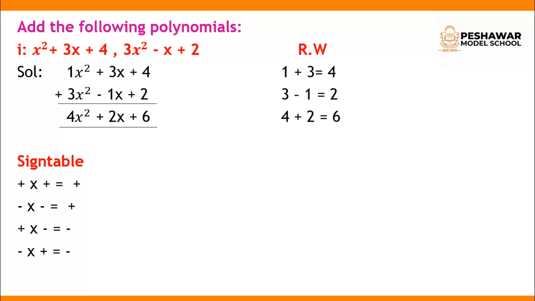Now the second step is to write the like terms in the same column. It's very important. Like terms mean you have to put the variable x square below the x square, variable x below the x, and the constant below the constant. So it is very important that you write the like terms in the same column.